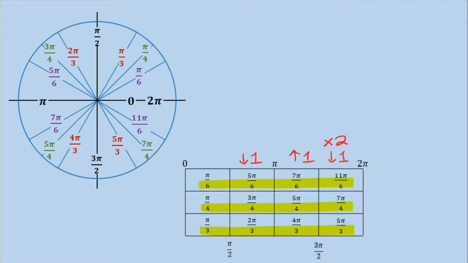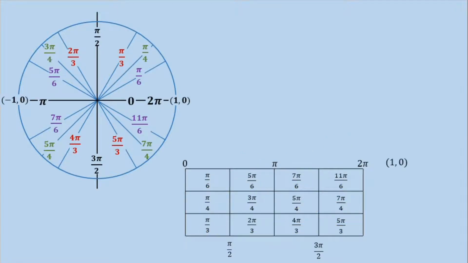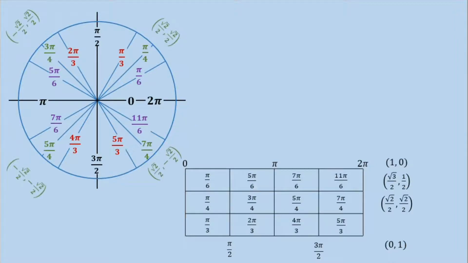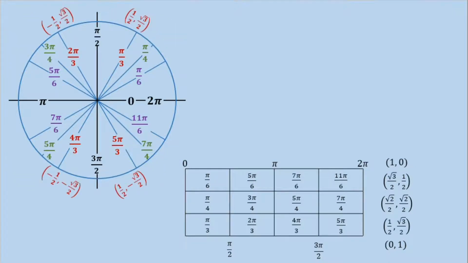But we do still need our points, which are going to tell us the trig. Let's start with our axes. The x-axis values 0, pi, and 2 pi are all at some variation, either positive or negative, of 1, 0. The y-axis values, pi over 2 and 3 pi over 2, are at variations of 0, 1. If we look at all of our over 6 angles, they are all a positive or negative variation of root 3 over 2, 1 over 2. The over 4 angles are all versions of root 2 over 2, root 2 over 2. And the over 3 angles are all variations of 1 over 2, root 3 over 2.